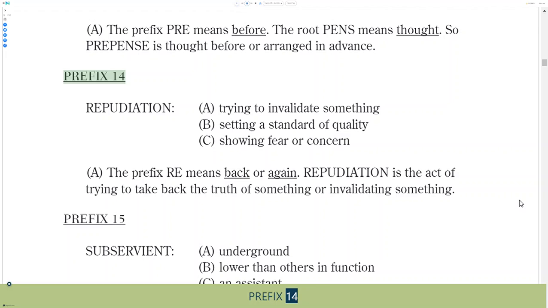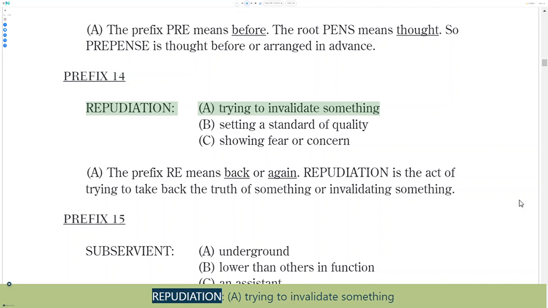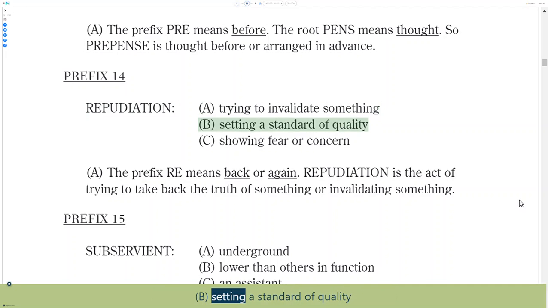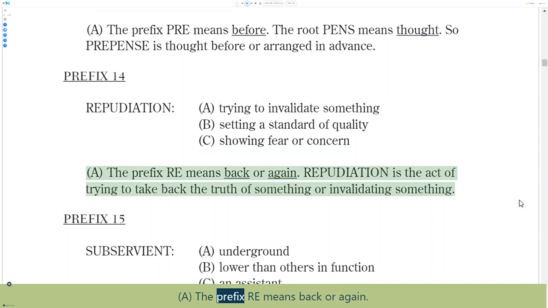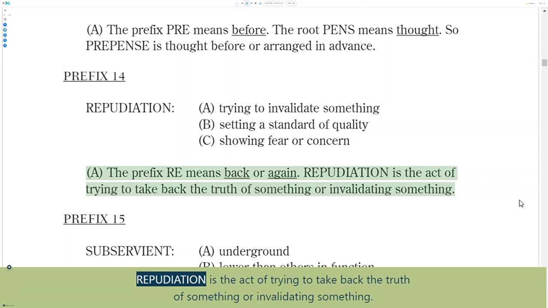Prefix 14. Repudiation. A. Trying to invalidate something. B. Setting a standard of quality. C. Showing fear or concern. A. The prefix re means back or again. Repudiation is the act of trying to take back the truth of something or invalidating something.